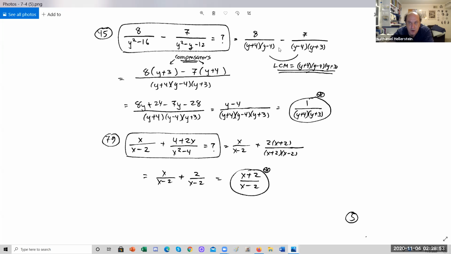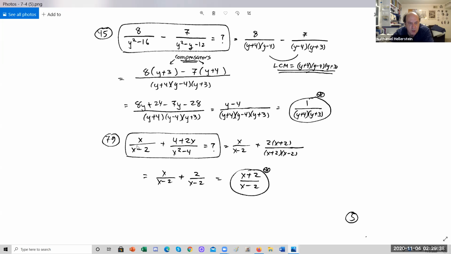Now this old denominator, y plus 4, y minus 4, goes into this new one this many times, y plus 3. That's that compensator. This goes into the new denominator, y plus 4 times. That's that compensator. So we get 8 times y plus 3 minus 7 times y plus 4. So that's this. Then you expand this out, 8y plus 24 minus 7y minus 28. And you get y minus 4 over y plus 4, y minus 4, y plus 3. But wait, y minus 4 is in common. It cancels. And we're left with 1 over y plus 4, y plus 3.